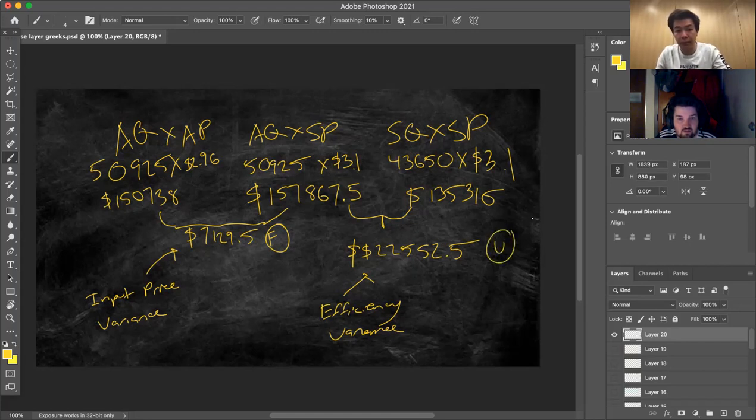Because you're losing 22,552. When we change from the forecast materials to the actual quantity, the quantity increased. Therefore, it drove up costs.